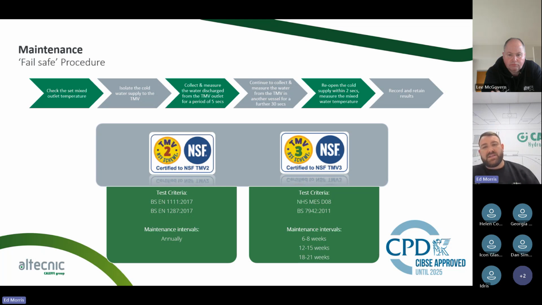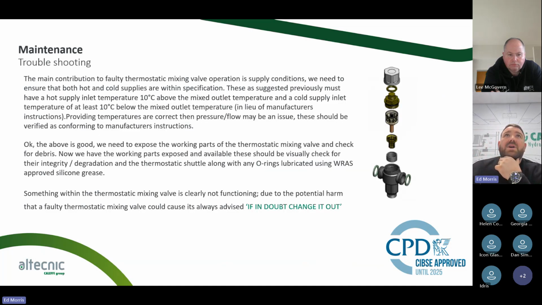But if there's a 10-degree increase, it drops down to 0.25 seconds. So it's very much testing the temperature of the water which is coming out of the outlet. So, a little bit on the maintenance procedures and on the fail-safe procedure.